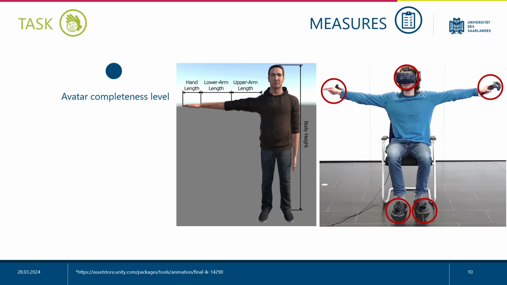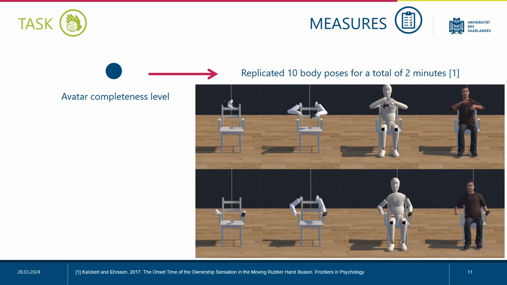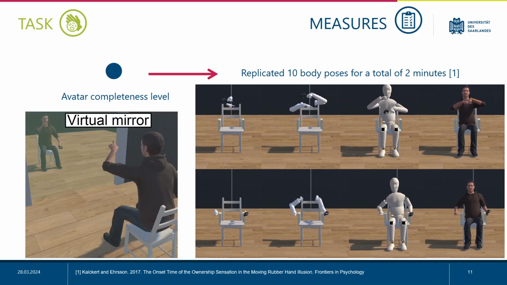To assess the sense of embodiment, participants were instructed to replicate 10 body poses using their body, hands, and feet for a total of 2 minutes, which is sufficient to create the illusion of body ownership. This example video shows how this looked for 2 body poses and the 4 avatar completeness levels. In addition, we used a virtual mirror in front of the participants so that they could see their virtual body to promote sensory responses.